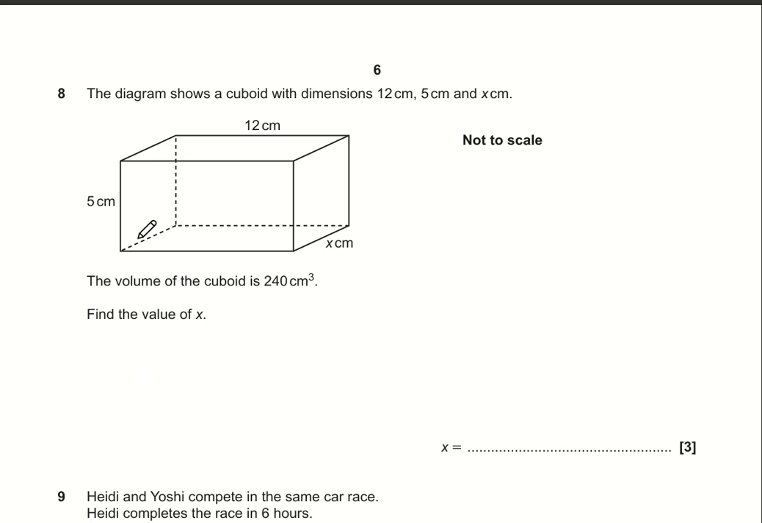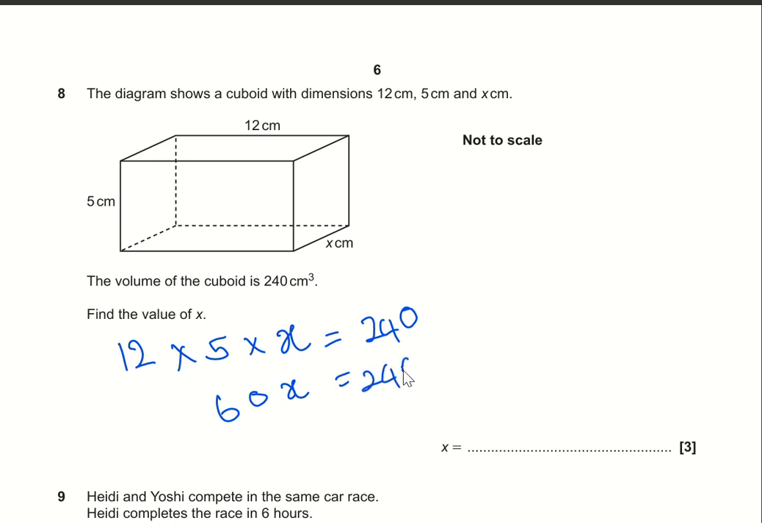What I'm going to do, I know the volume of a cuboid is length times width times height. So that means 12 times 5 times x equals, I can write the equation because I know the answer is 240. Then I'm going to simplify this. 12 times 5 is 60x equals 240. So I'm going to divide by 60 on both sides. So that means x equals 240 divided by 60.